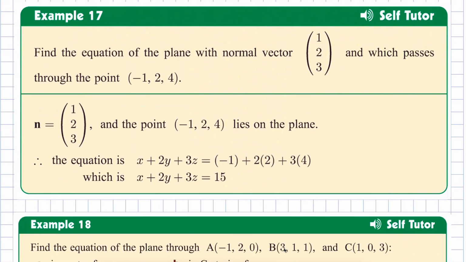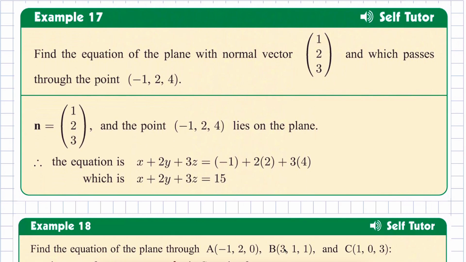What we're going to see is things like this, from a very simple example, which gives you, just like that, the normal vector. The normal vector is 1, 2, 3. And the plane passes through a point -1, 2, 4. So we know that that point lies on the plane, and we know that's the normal.